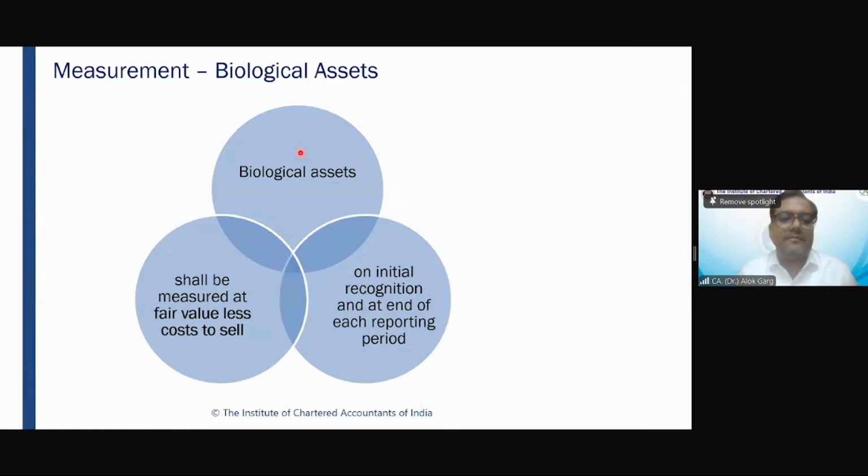Okay. Friends, after recognition, we have reached the measurement. Okay. So biological asset and agriculture produce, right? 3 items we are going to cover: biological asset, agriculture produce, and government grant. Government grant comes in the last. There are 2 assets: biological asset, agriculture produce, right? This agriculture produce comes from the biological asset. It is clear to everyone now. Cow is a biological asset. Milk is an agriculture produce, right?